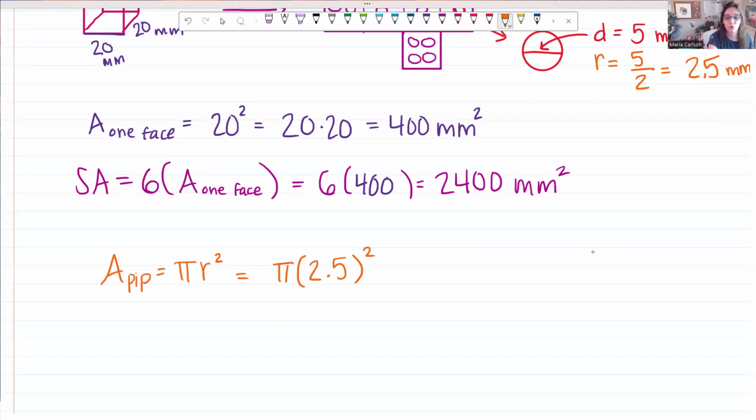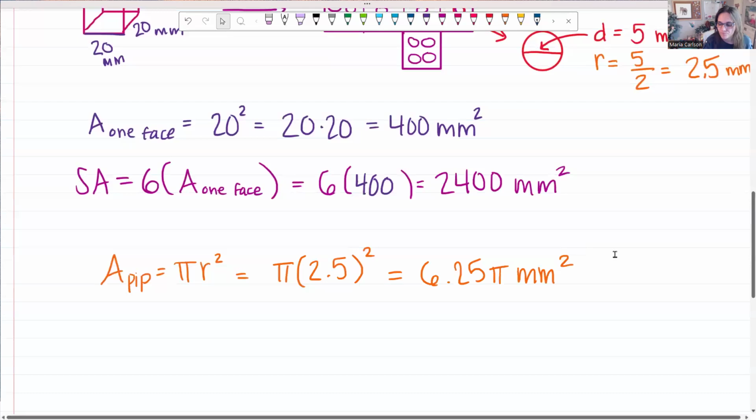And if you square 2.5, you actually get 6.25. So this is 6.25 pi millimeters squared, which we could get the decimal version of that, but I'm going to wait until the end.